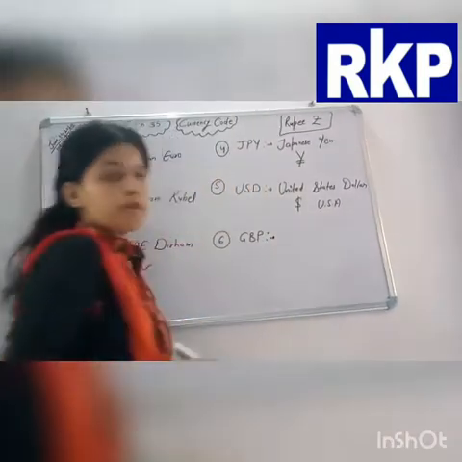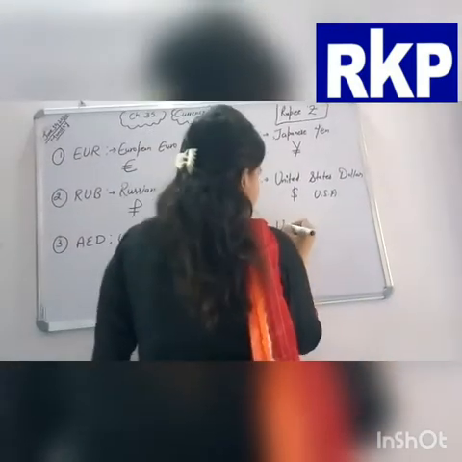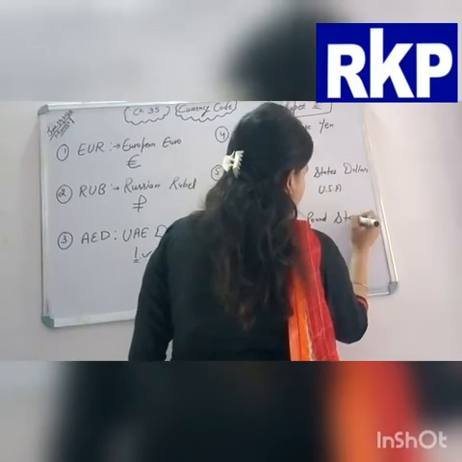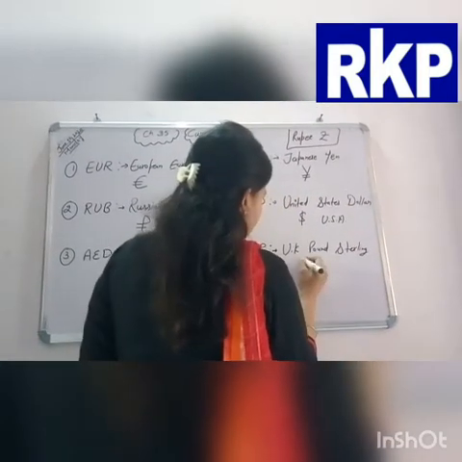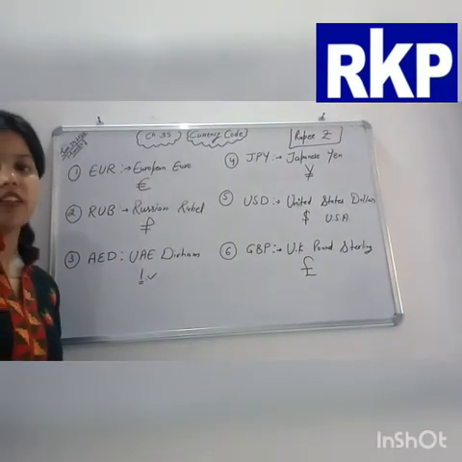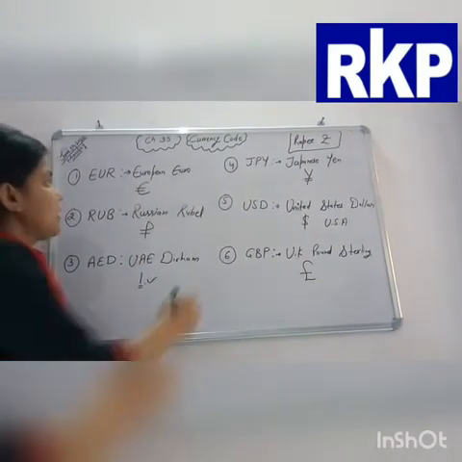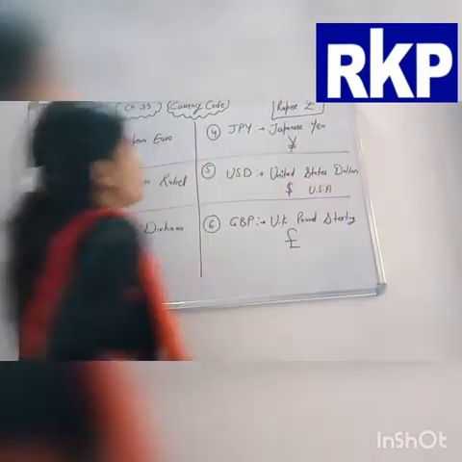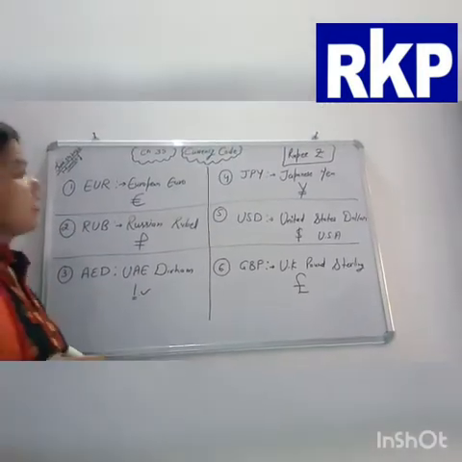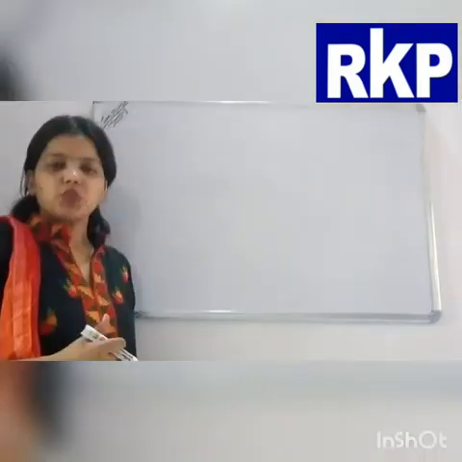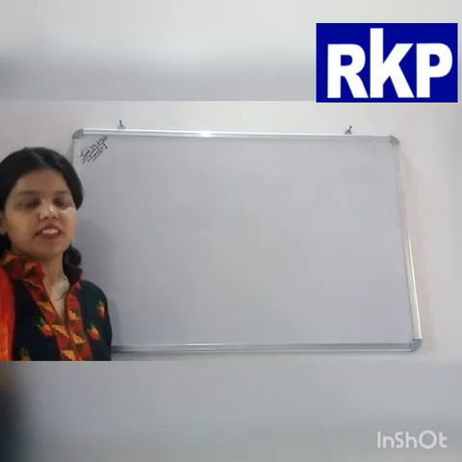GBP is related to the pound. It is the UK pound sterling, and it is denoted by this symbol. Basically, it is the currency of the UK and England. So students, these are some currency codes given in your chapter number 35. What you have to do is identify the picture and the code, and write the full form of those currencies. Okay students? Now proceed with chapter number 39.